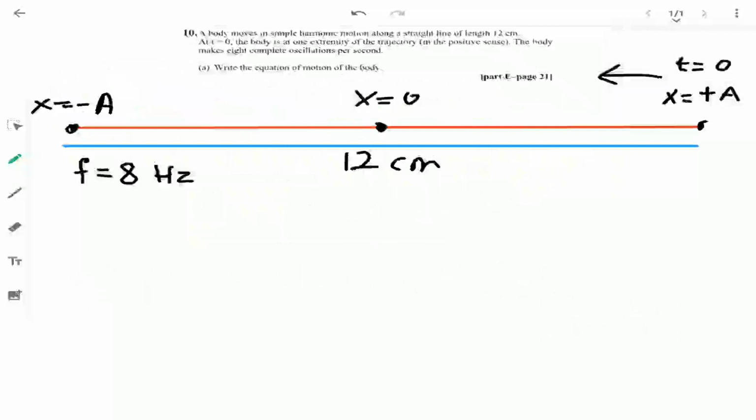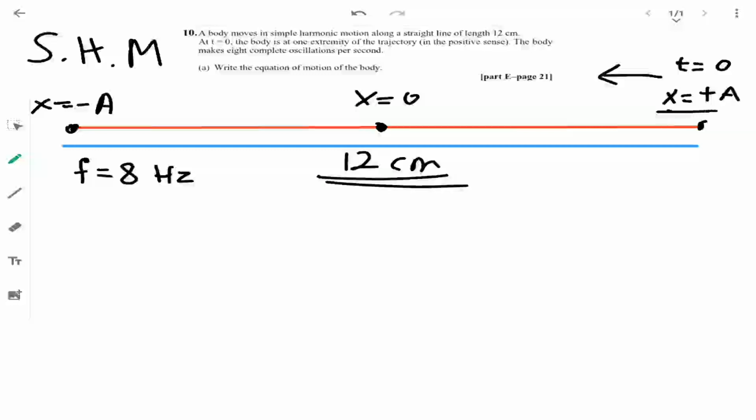First, let me explain this line I've drawn, the red line. As we all know, it's simple harmonic motion, so it should have an extremity with the plus amplitude and the minus amplitude. We know the length of the total segment being 12 centimeters, and we know that at time 0, the initial position is at x equals plus amplitude. It's at the positive end of the line, you could say. We also know, because of this statement, 8 complete oscillations per second, that the frequency is 8 hertz or 8 seconds inverse, right? Part A asks us, what's the equation of motion of the body?